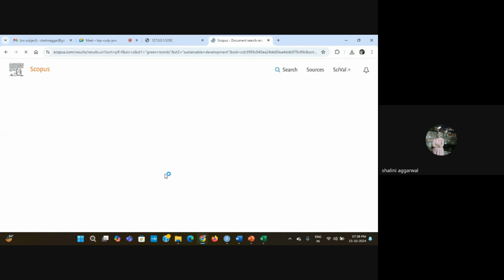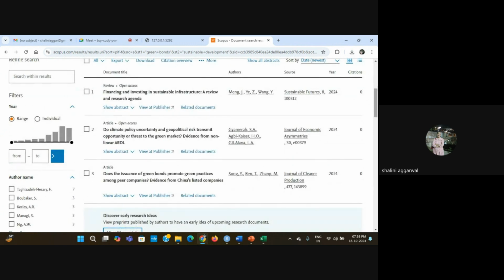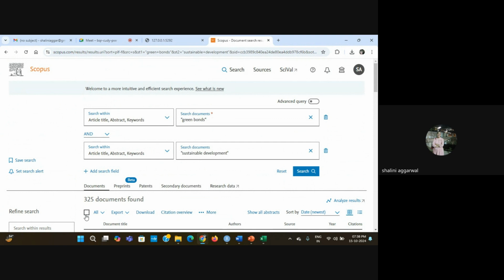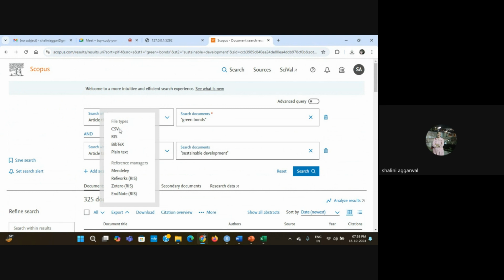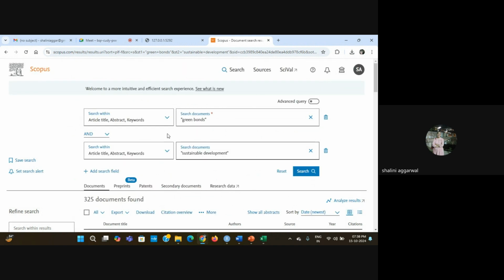Right? So let me show you how many papers, 325 papers we have come across. So what we can do is we can take all of them and export the CSV file. So this is the CSV file. Please do not make any changes into this CSV file that you download before uploading, because this is most important, right? So this is how you will start with this.